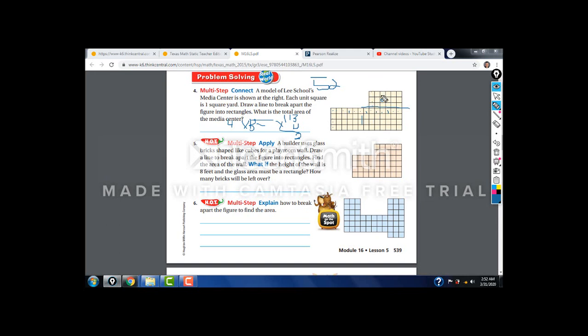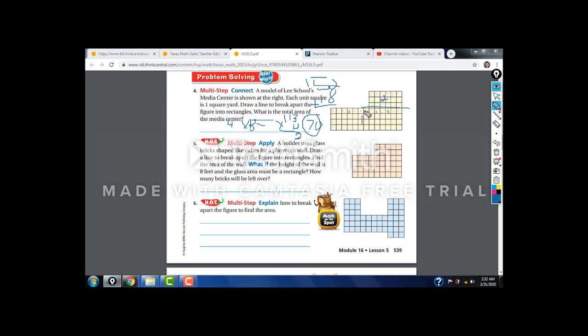1, 2, 3. 3 times 1, 2, 3, 4, 5, 6. 3 times 6 is 18. I add those two, and I should get a total of 70. 70 is your answer right here.